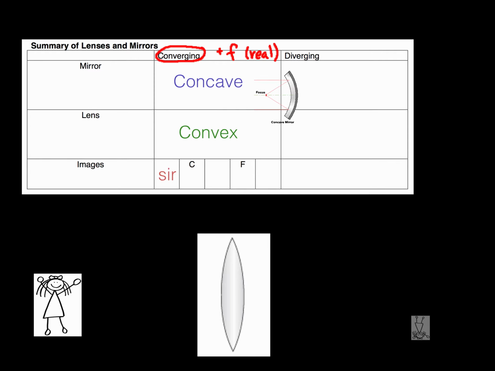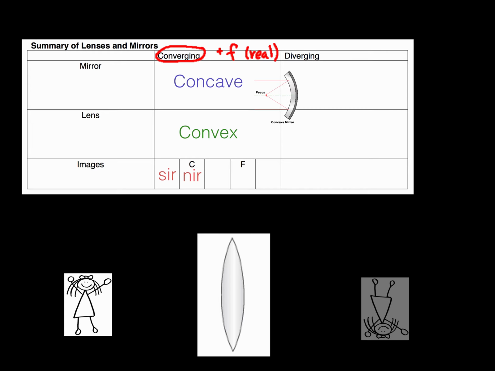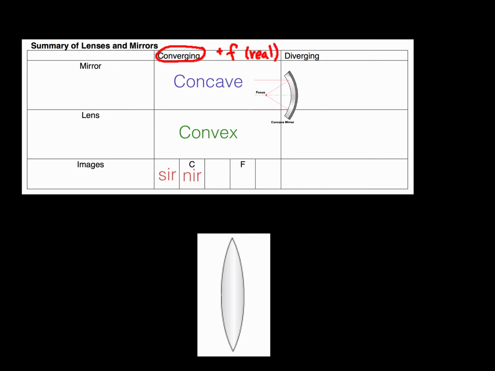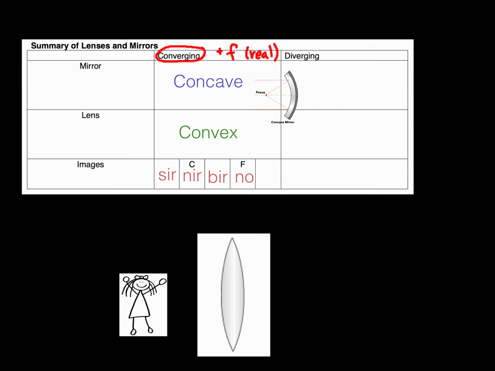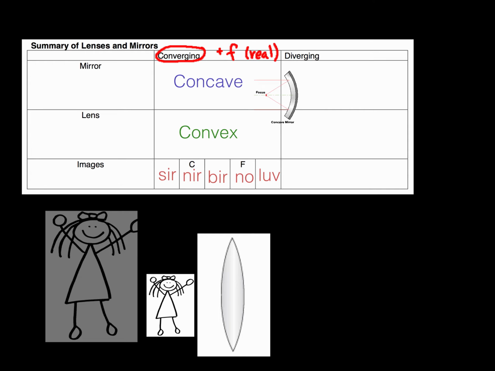Sur, which means that the image is smaller, inverted, and real. Nur, which means there's no change in size, it's inverted and on the real side. Bur, which means it's bigger, inverted, and real. If it's at the focal point, there's no image produced. And love, the image is larger, upright, and virtual.